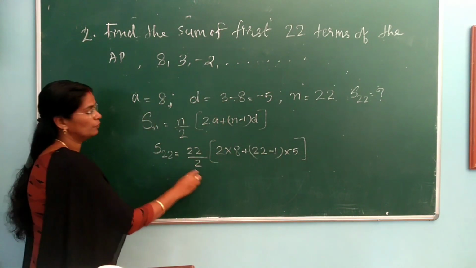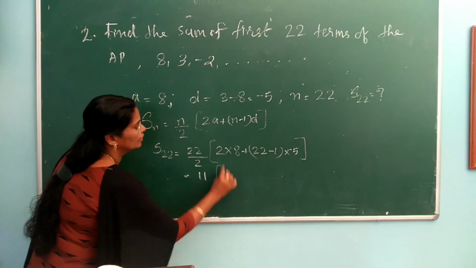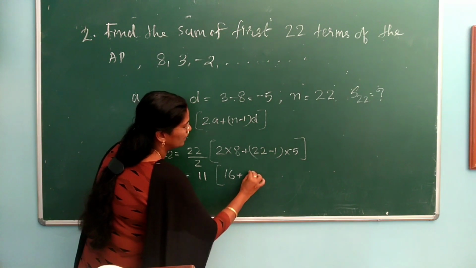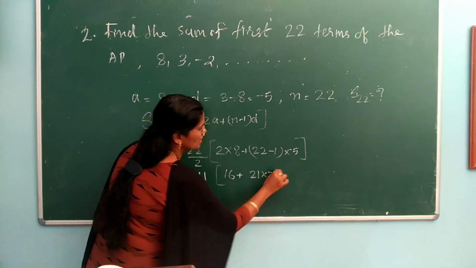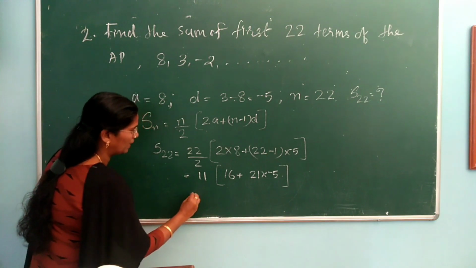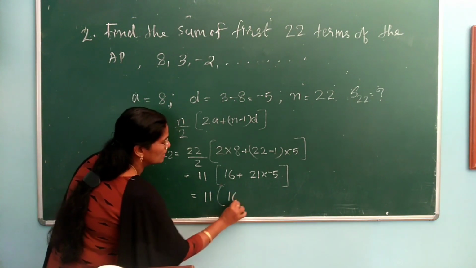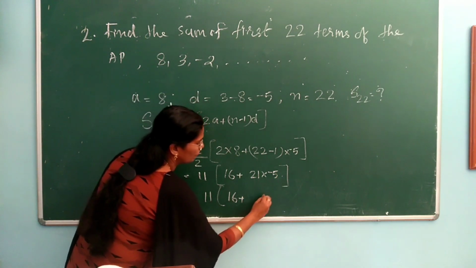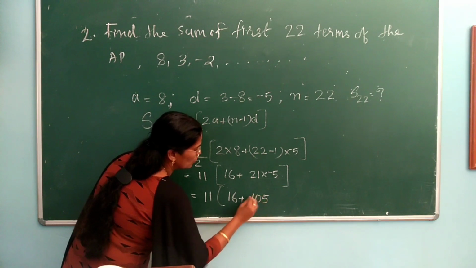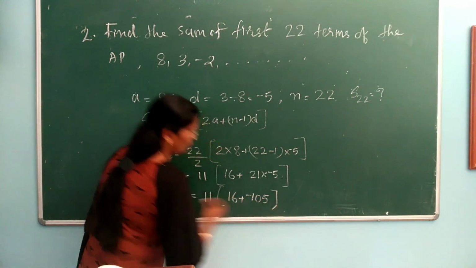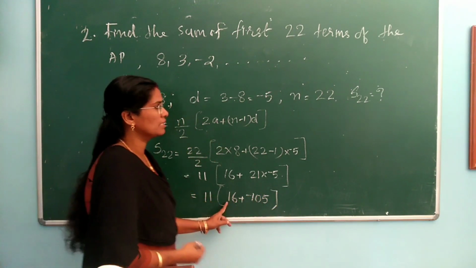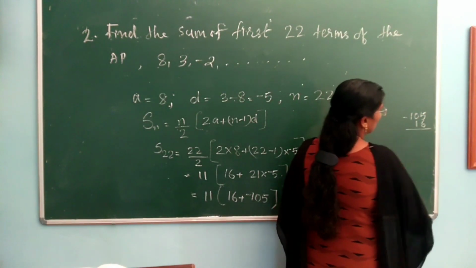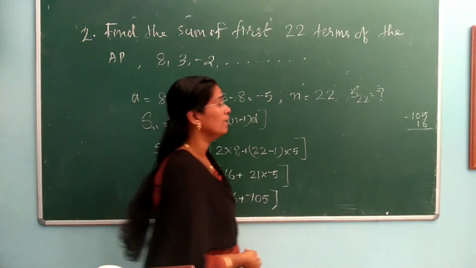What is 22 by 2? That is 11. 2 into 8, 16, plus 22 minus 1, that is 21 into minus 5. Here we are applying the multiplication first, that is equal to 16 plus, first we are doing multiplication 21 into 5, 1 5s are 5, 5 2s are 10. So minus 105. Now minus 105 and 16 we have to add. One is a negative number and another one is a positive number. What will we do? We have to find the difference.